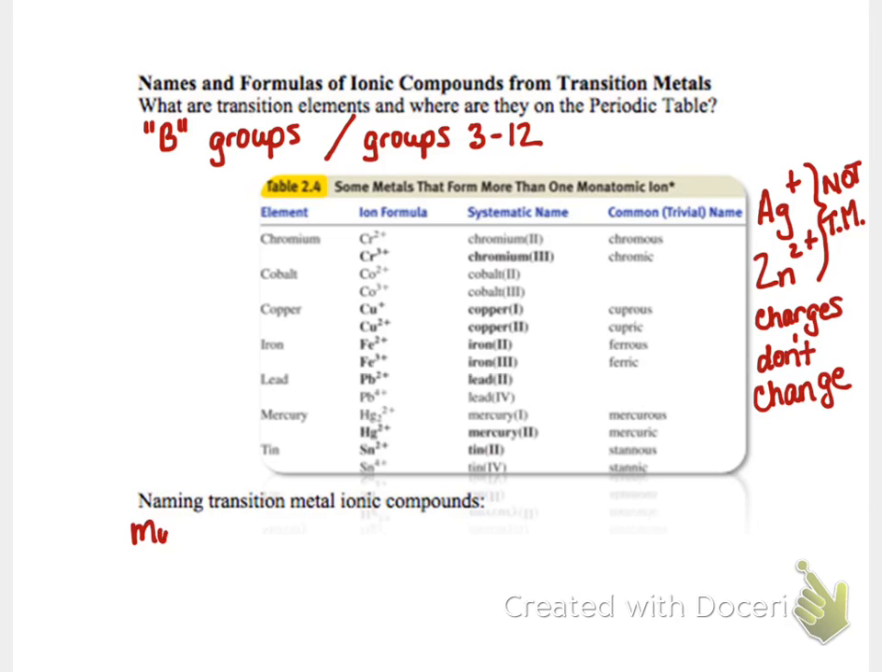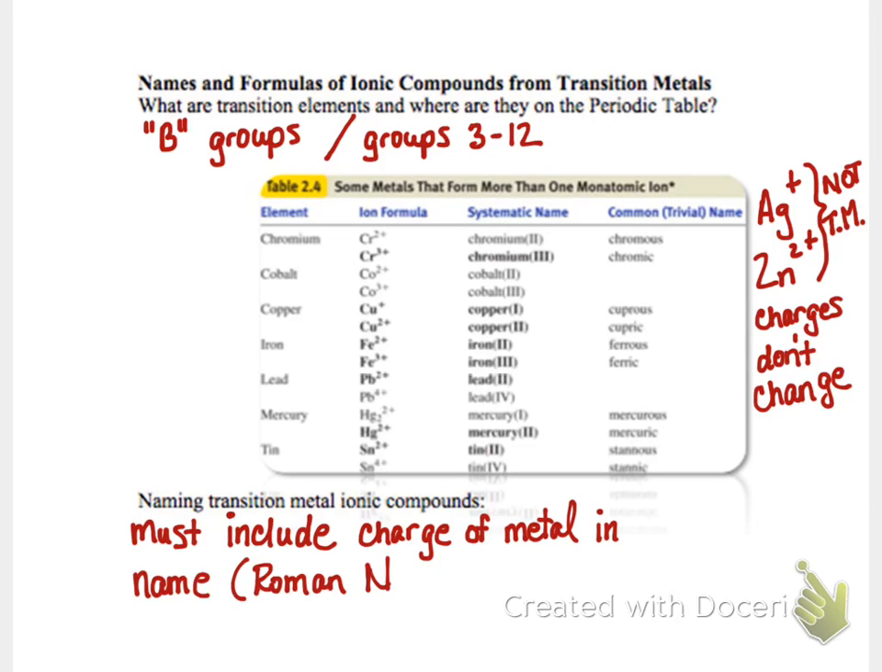For naming transition metals, you must include the charge of the metal in the name, and that's done with the Roman numeral, just like here. So the name of lead becomes lead(II) to tell you the charge on lead. You have to include the Roman numeral. If you include the Roman numeral when you're not supposed to, for non-transition metals, it's actually considered wrong.